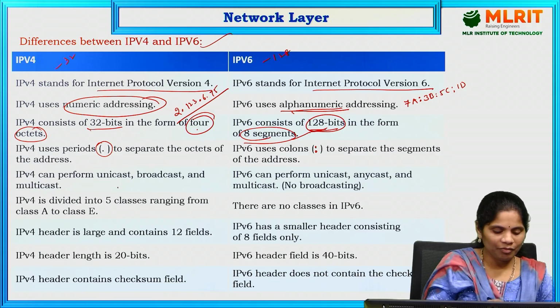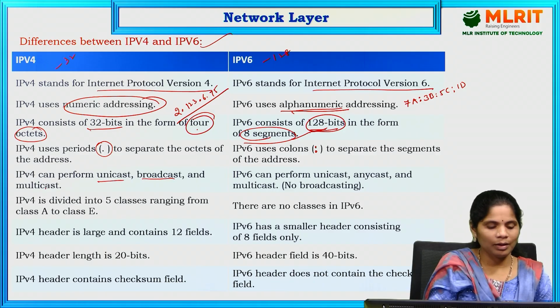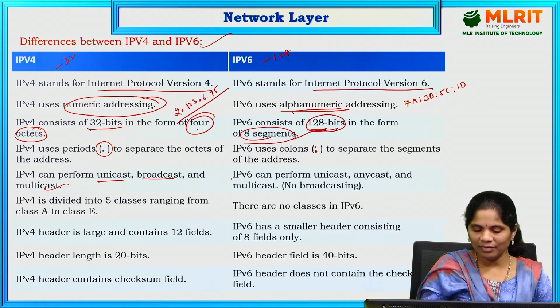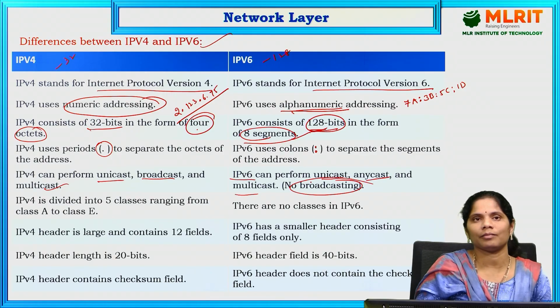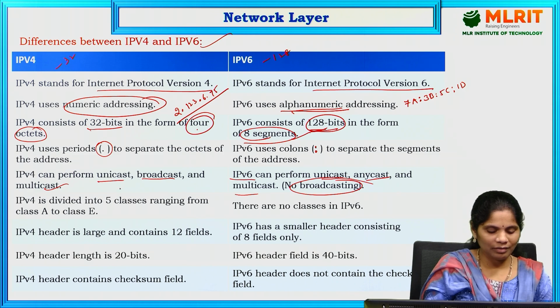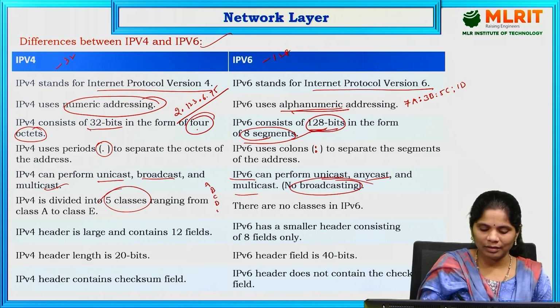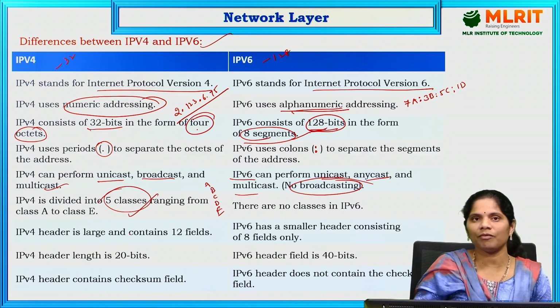IPv4 performs unicast, broadcast and multicast. IPv6 performs unicast, anycast and multicast, but there is no broadcasting. IPv4 is divided into 5 classes: Class A, Class B, Class C, Class D, Class E. In IPv6 there are no classes, because it is a hexadecimal address.